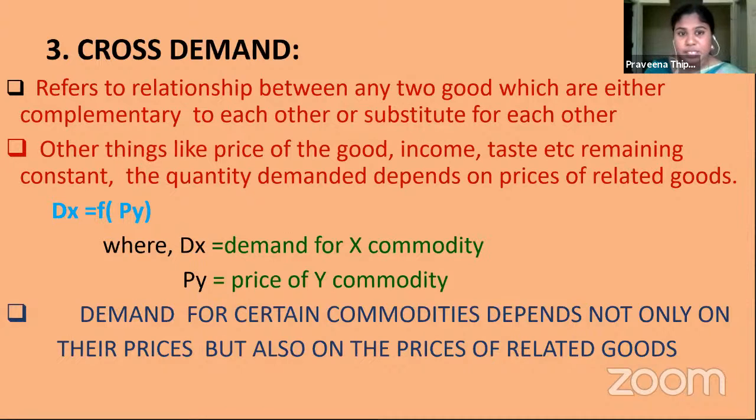So when there is a change in the price of the related goods, the demand will change. Here, the demand for a commodity depends on the price of its related goods, which can be a substitute good or a complementary good. The equation for this cross demand is Dx = f(Py). Here Dx is the demand for commodity X, and Py is the price of commodity Y, which is a substitute good or a complementary good.